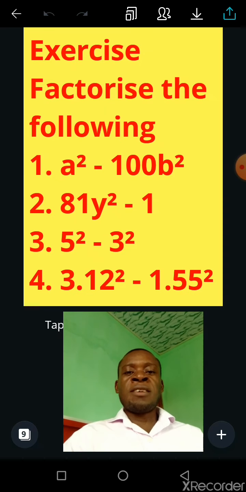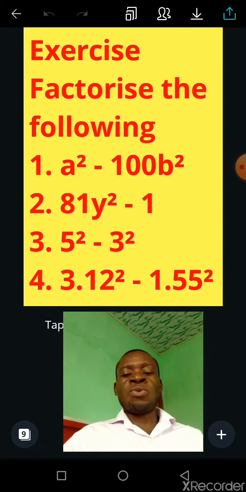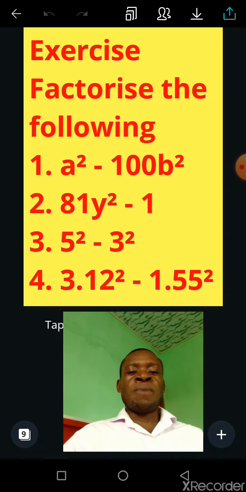Before you is the exercise. You are required to factorize the following. 1, a raised to the power 2 minus 100, b raised to the power 2. 2, 81, y raised to the power 2 minus 100. 3, 5 raised to the power 2 minus 3 raised to the power 2. 4, 3.12 raised to the power 2 minus 1.55 raised to the power 2.